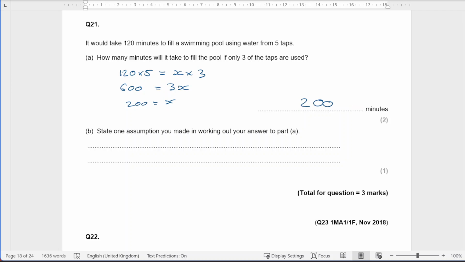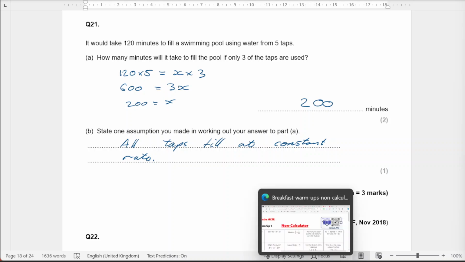State one assumption that you've made in your part A, and the assumption I've made is that all taps fill at a constant rate. So all taps fill at a constant rate. And that's a real common 1-mark question that they add on to the end of a direct proportion question.